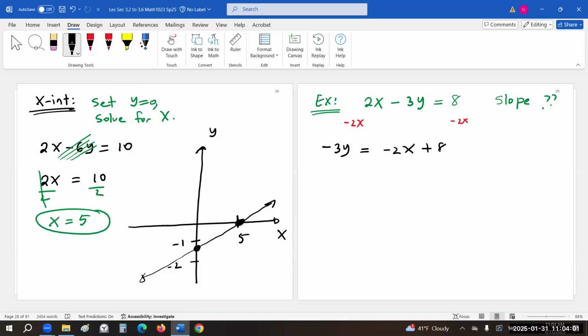Now what? What do you do next? Next step. Celia. Divide by negative 3. Both sides, let's do it individually. So we have y equals what over what? 2/3 x, and then minus 8/3. So Mustafa, what is our slope here?